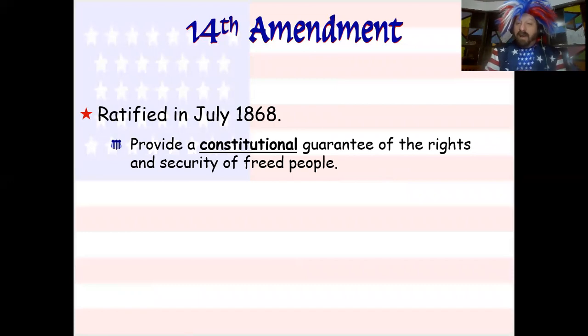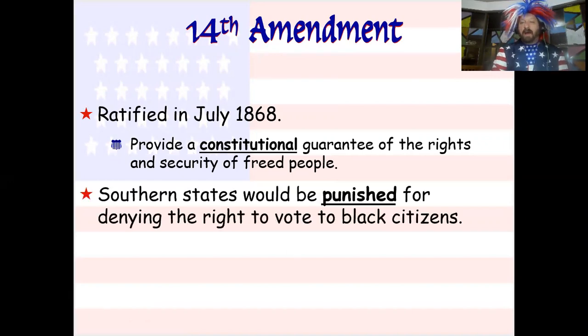This is important, constitutional guarantee. Whereas before this, you would have civil rights acts, but laws can easily be overturned and changed, right? But constitutional amendments, man, that's hard. So once you get it into the Constitution as an amendment, it's far more guaranteed than if it's just a law on the books. That's really what's going on here. And so the 14th Amendment provided a constitutional guarantee for the security of freed people, i.e.